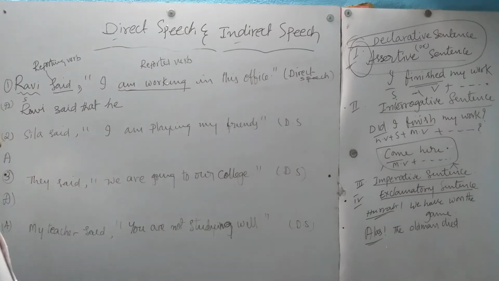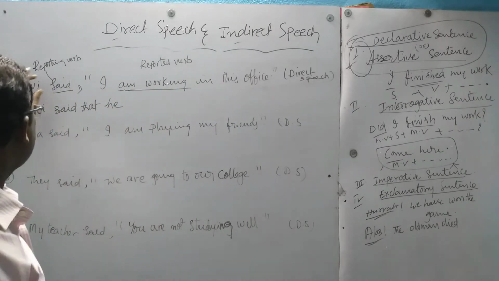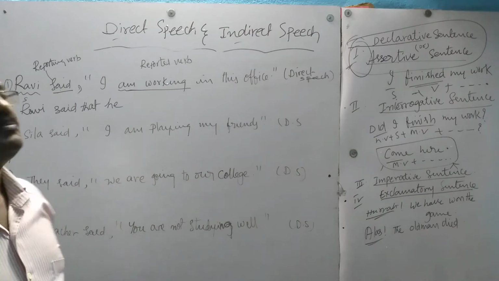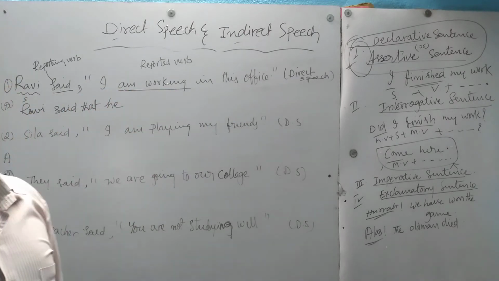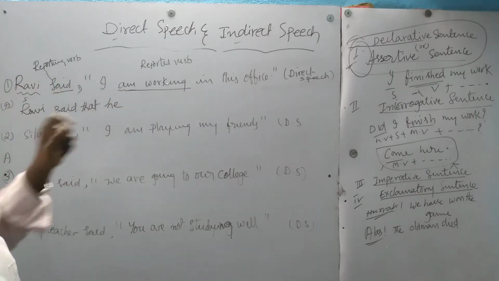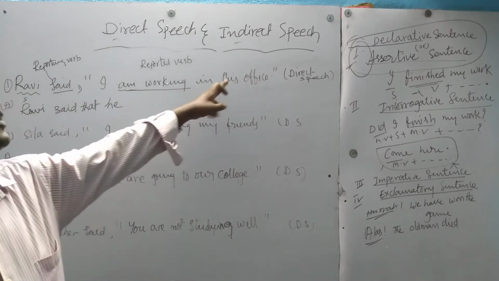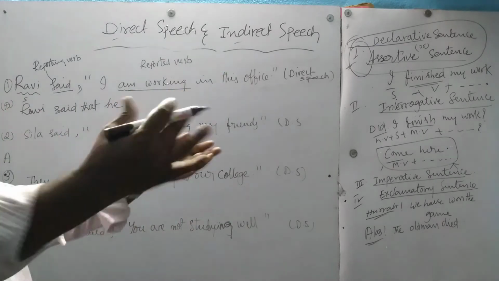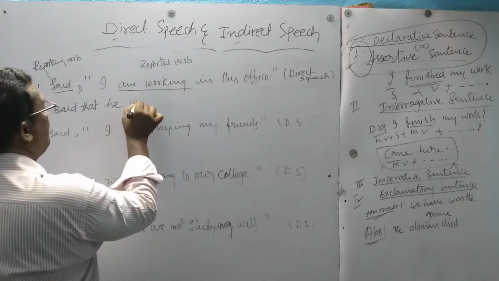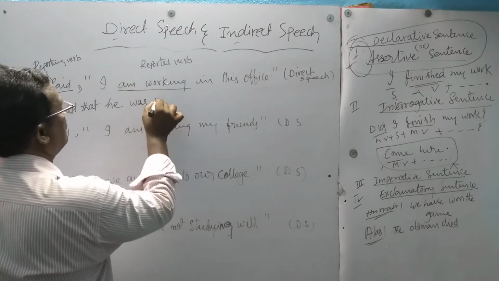"I am working" is in present continuous, but here the reporting verb is in past tense. Ravi already said something, it is completed. What he said is also past. Why did we write present continuous inside the inverted commas? At that time, when he said it, the words that came from his mouth were present continuous, so in direct speech we write the exact words. But while we are reporting, we have to follow the actual tense. Already he said it, that's why "am" becomes "was working."